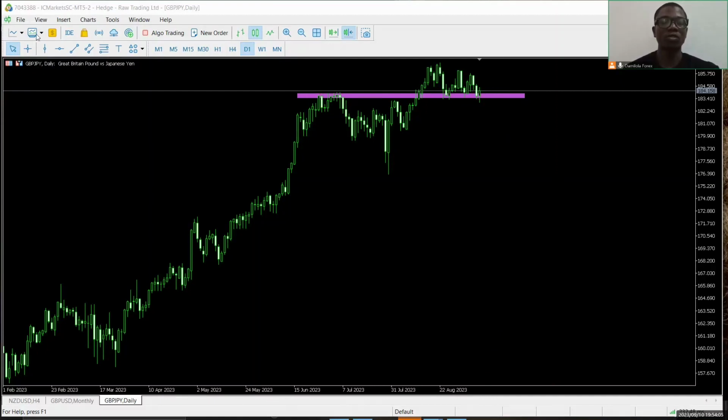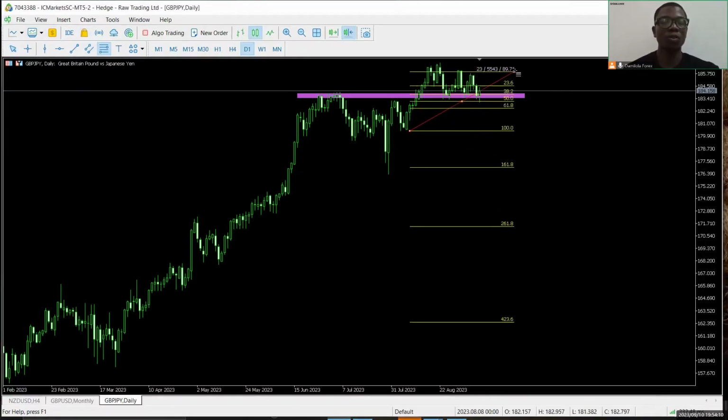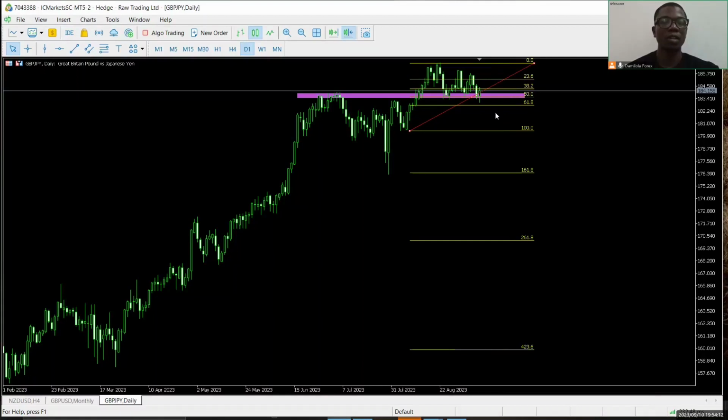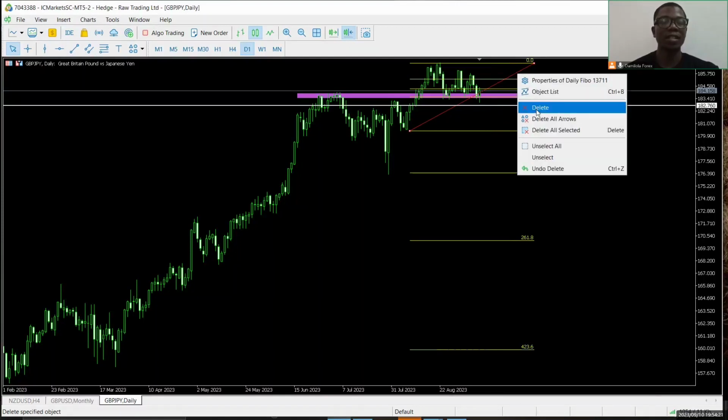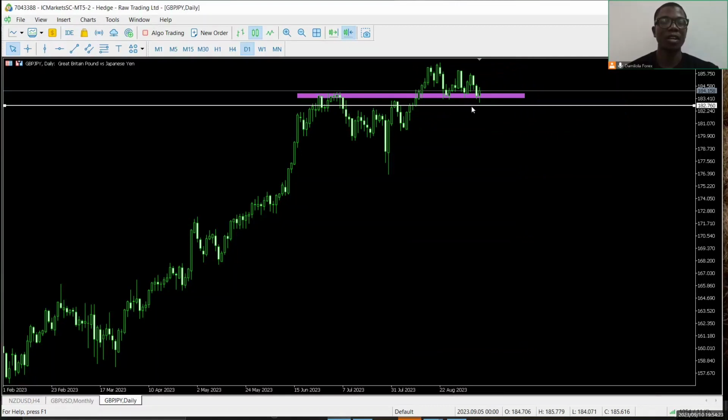Another zone that we are going to bring out again will be the Fibonacci from this low to the high. We can see the 61.8. We're going to bring out our horizontal trend line and put our horizontal line at the 61.8. So these are the reversal zones that have been identified. So what do we do next? What we do next is we identify our extension zones.